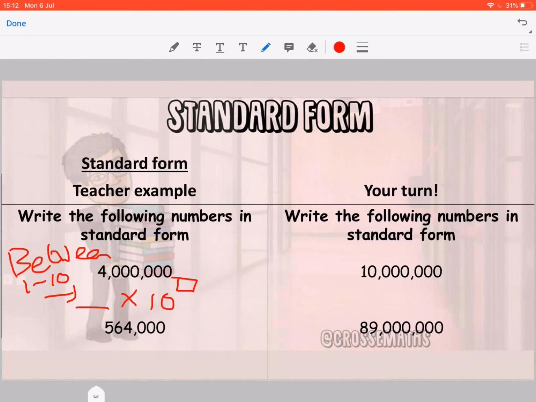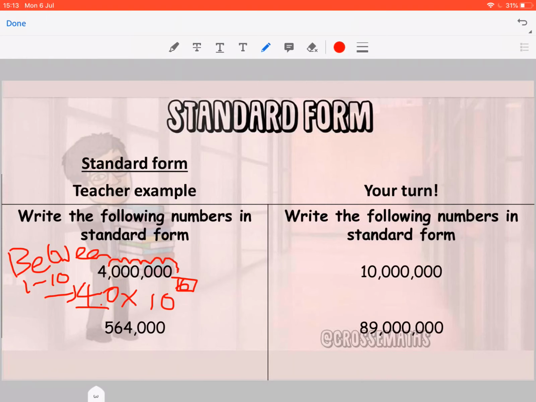Now, I got 4 million. My decimal point is starting here. It has to move 1, 2, 3, 4, 5, 6 spaces, because I'm going to be using the number 4.0. It has to move 6 places to get to there. So my standard form number is 4.0 times 10 to the power of 6.